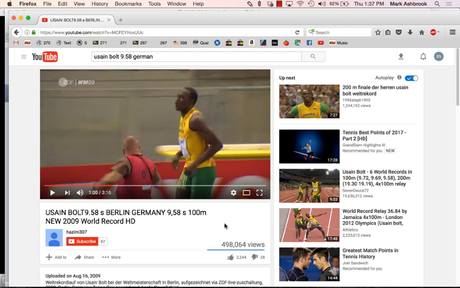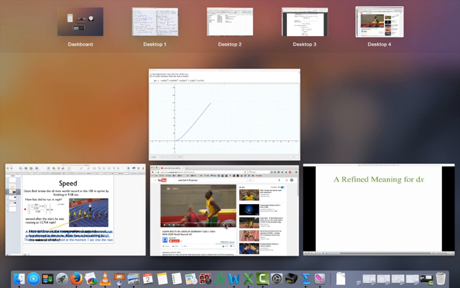So we want to talk about, and we know speed has to do with rate of change, right? It's the rate of change of distance with respect to time. Rate of change of distance with respect to time.